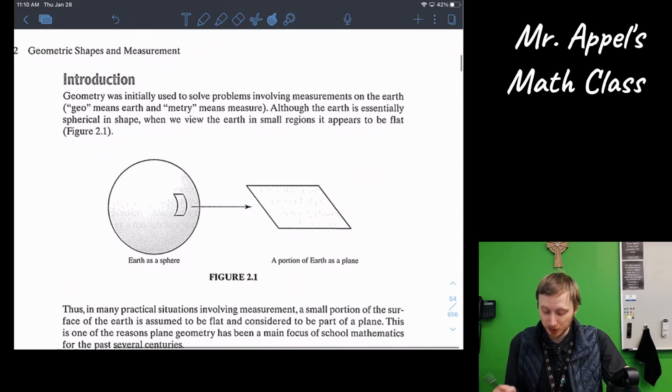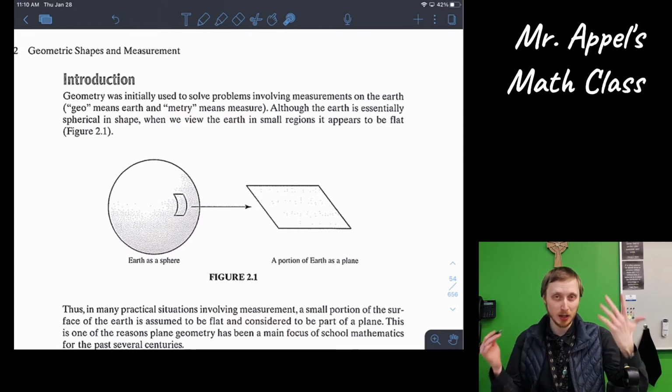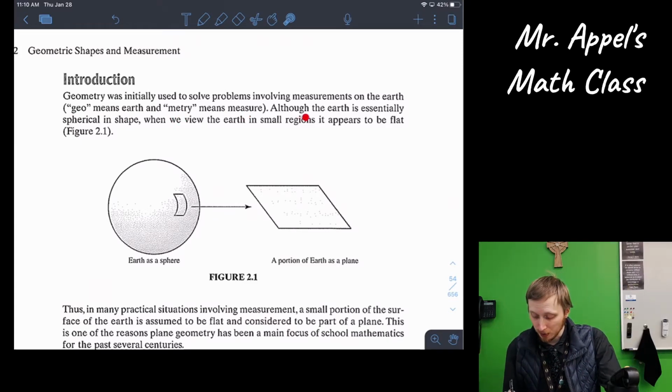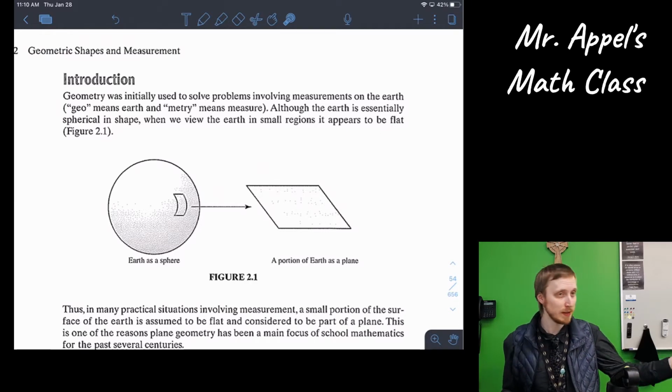To introduce the chapter properly, geometry itself was initially used to solve problems involving measurements on the earth. Geo means earth, and metry means measure. So it's literally earth measure. Although the earth is essentially spherical in shape, when we view the earth in small regions, it appears to be flat. Just look at the floor of any building.